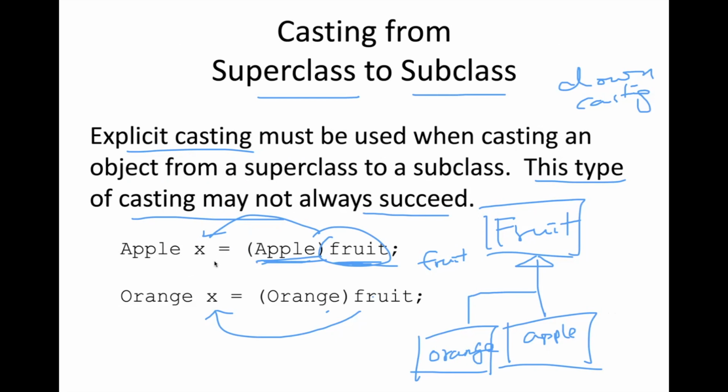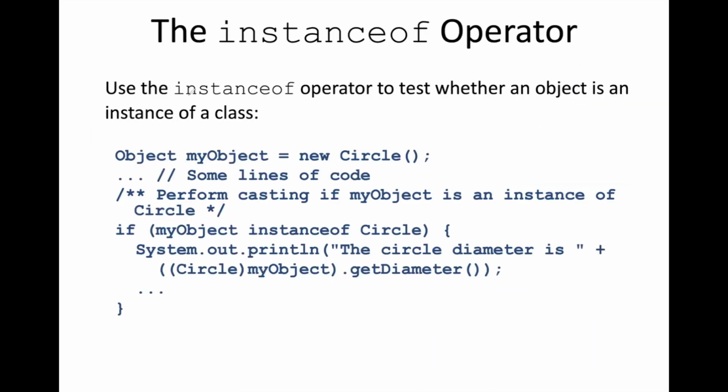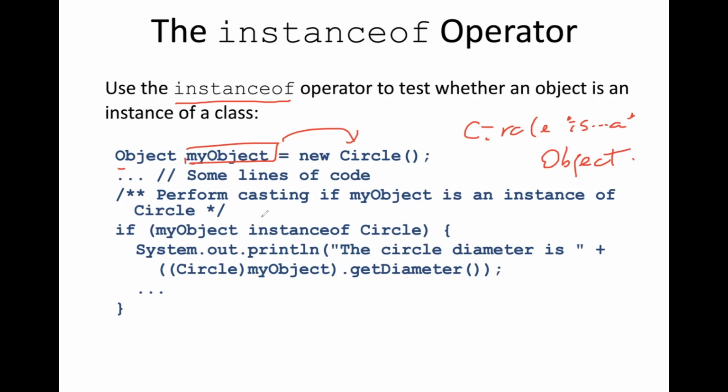How do we safeguard this? Well, it turns out there is an instanceof operator in Java. Let's take a look. In this example, you can make use of the instanceof operator to test whether an object is an instance of a class or not. Let's say, for example, you have this dynamic object. There's dynamic binding involved because now we have this myObject pointing to a circle, which means circle is an object in an inheritance sense.